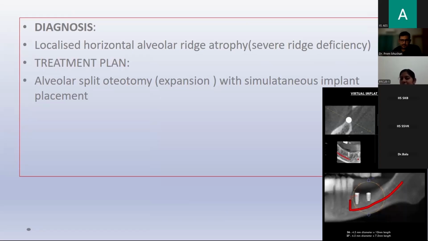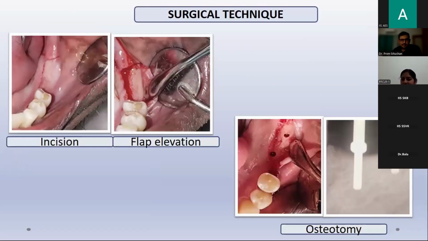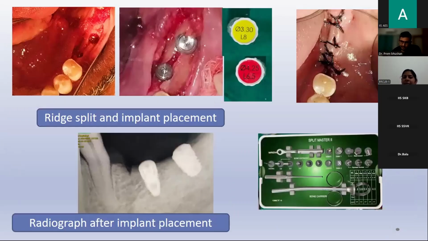This is a virtual implant simulation wherein a 4.5 mm diameter implant was planned on both sides. Now coming to the surgical technique, a paracrestal incision was placed. A full thickness mucoperiosteal flap was reflected. Osteotomy drilling was done in both the implant sites, that is 36 and 37 region, up to 3 mm in relation to 36 and 4 mm in relation to 37.